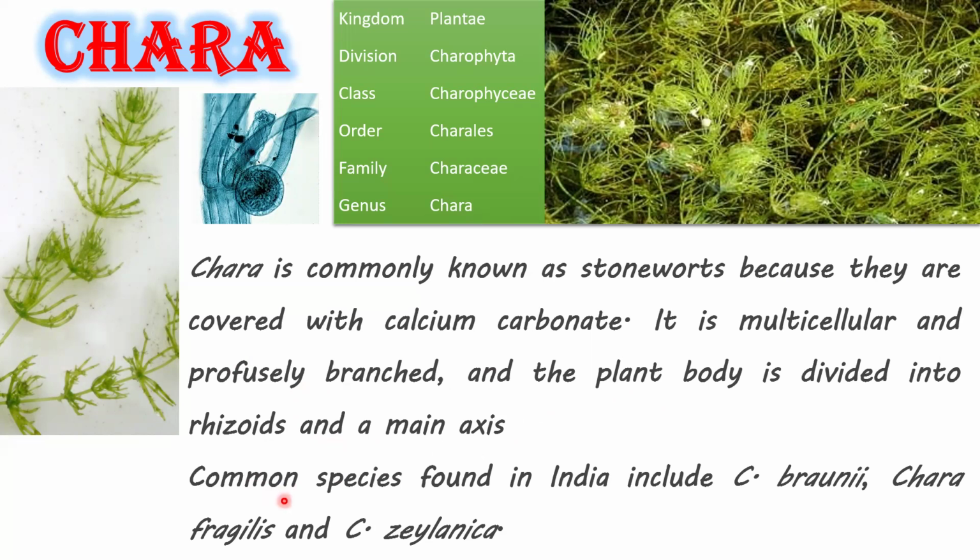Okay, now from here you will have to learn at least 2 to 3 names of common species that are found in India. The common species found in India include Chara brownie, Chara fragilis, and Chara zeylanica. So when you are learning these names, you will have to be very sure of their spellings. Since you are learning scientific names, you will have to be particular about underlining the names and also about knowing the correct spelling.